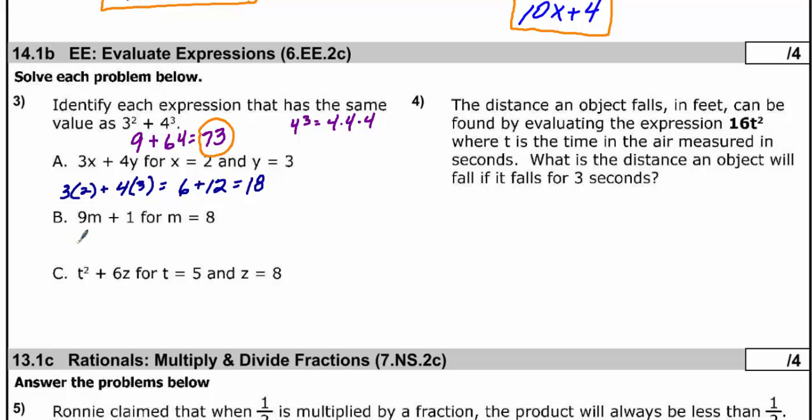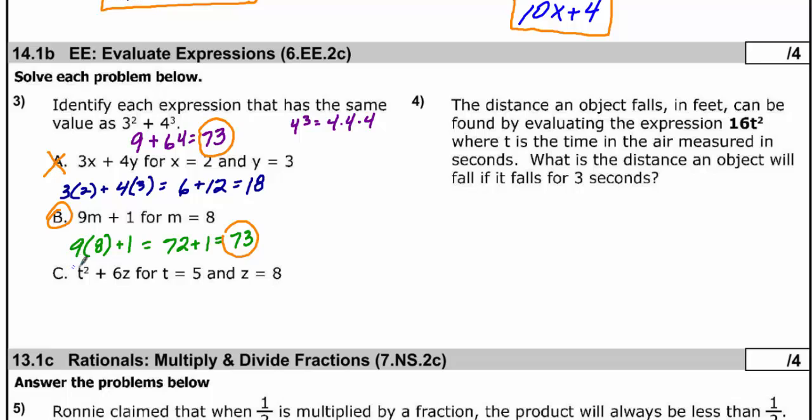9 times m, m is 8, so 9 times 8 plus 1. That equals 72 plus 1. That equals 73. That one does work. So B works. A did not work.